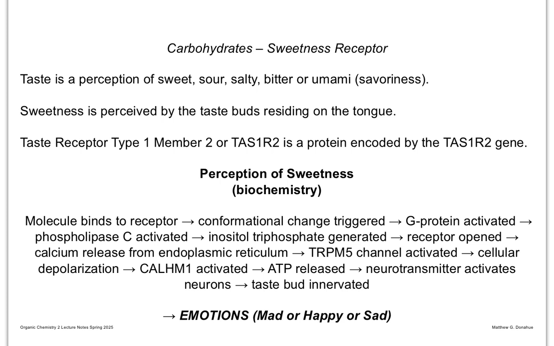So those were a couple polysaccharides, mainly focused on the glucose monomer. You can have any other sugar be a monomer in there, and they have different forms and properties. What I want to talk about now is taste, specifically the sweetness receptor. Taste is a perception of sweet, sour, salty, bitter, or umami. That's savoriness. Like when you're eating meat or a steak, you would use umami as a way of describing that perception.